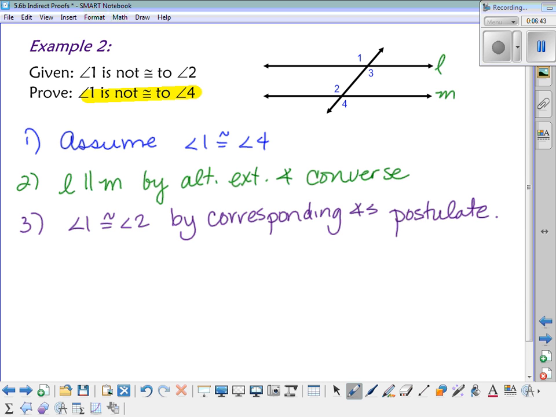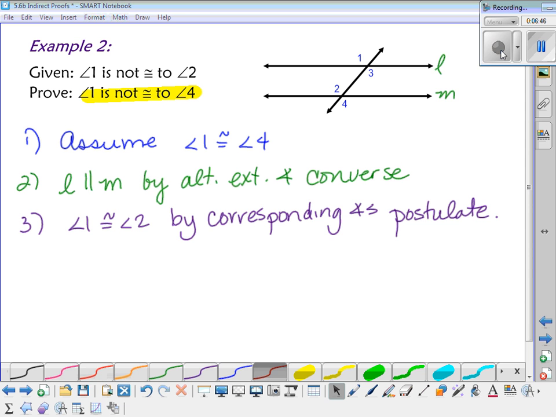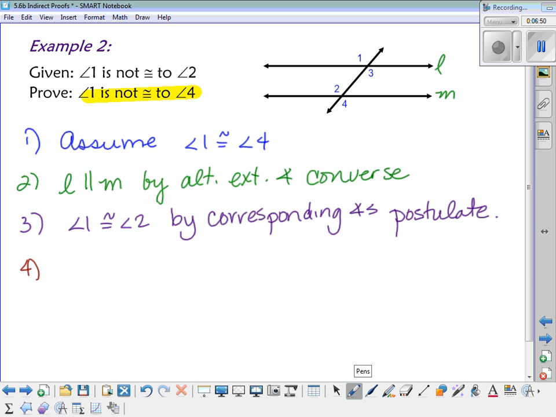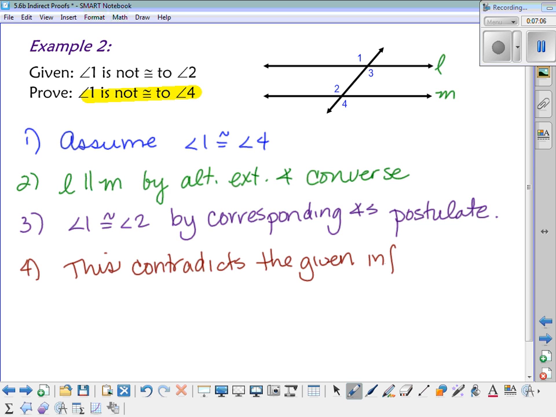But that contradicts our given information, that angle 1 was not congruent to angle 2. So the assumption is false, and angle 1 is not congruent to angle 4.